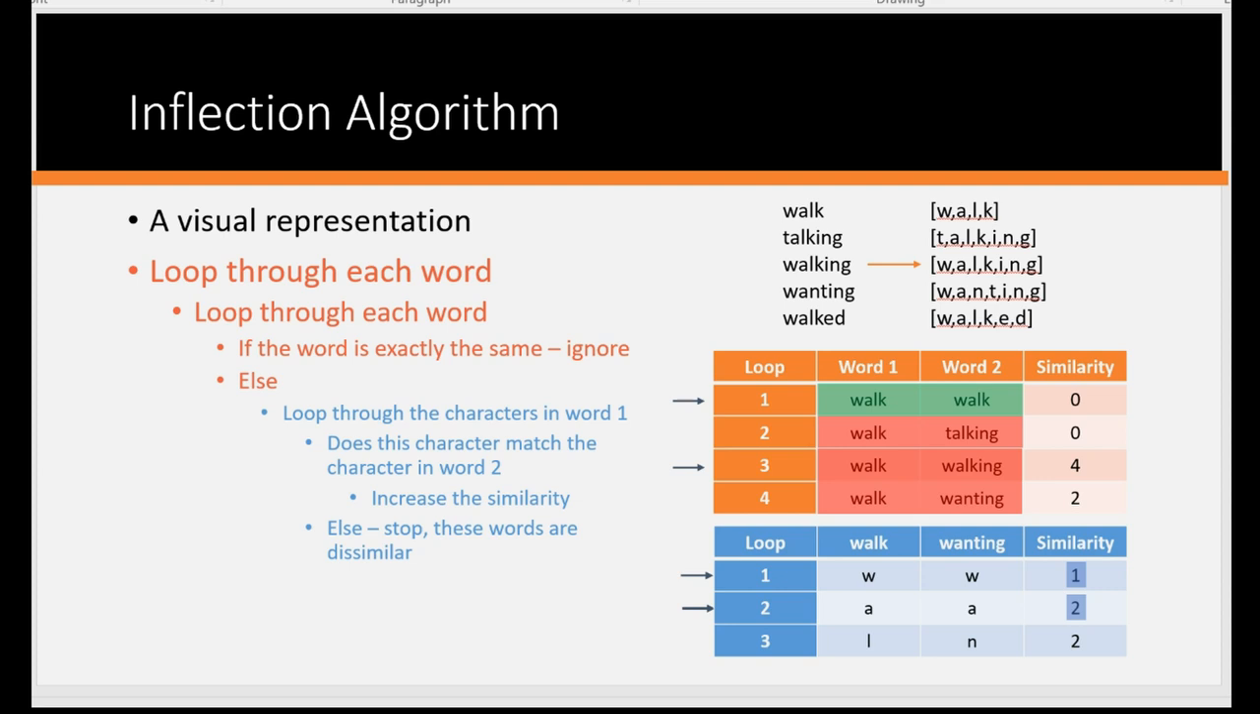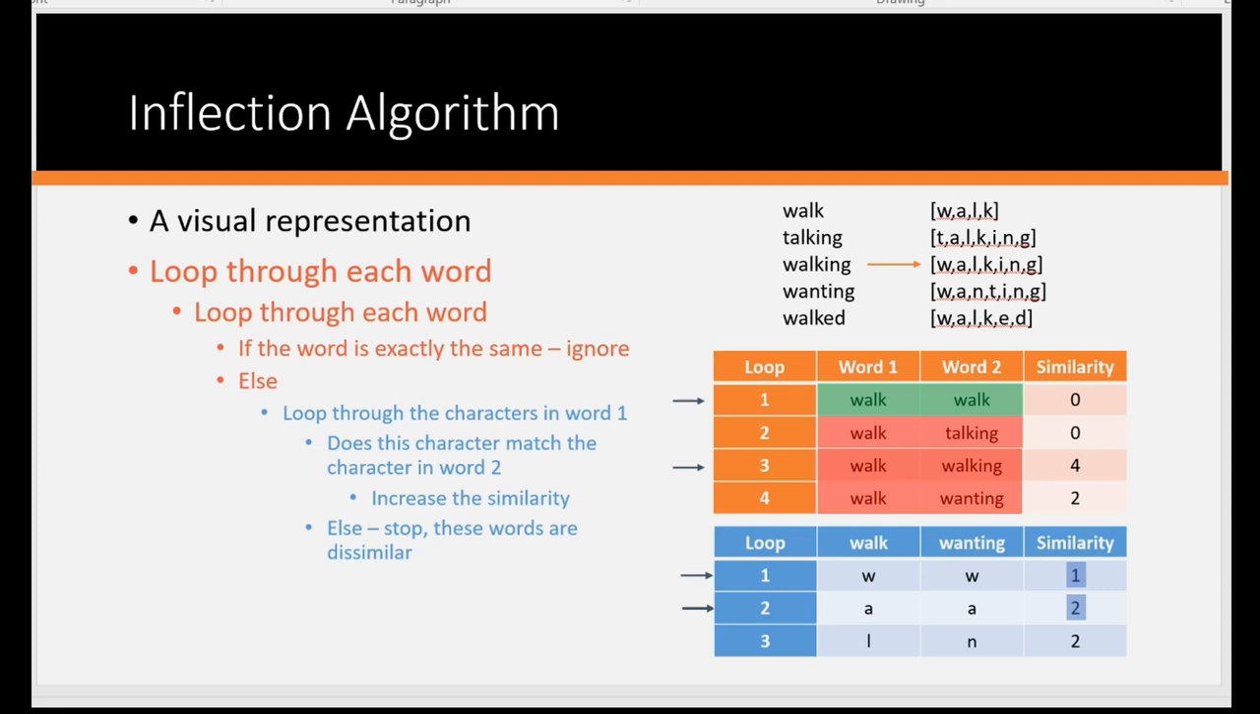So we look at walk and walking. We expect that to be a similarity of four because all the characters are the same. So we can increase the similarity until it gets to four. The next iteration of the loop, we have walk and wanting. So we have the W and the A that are the same.